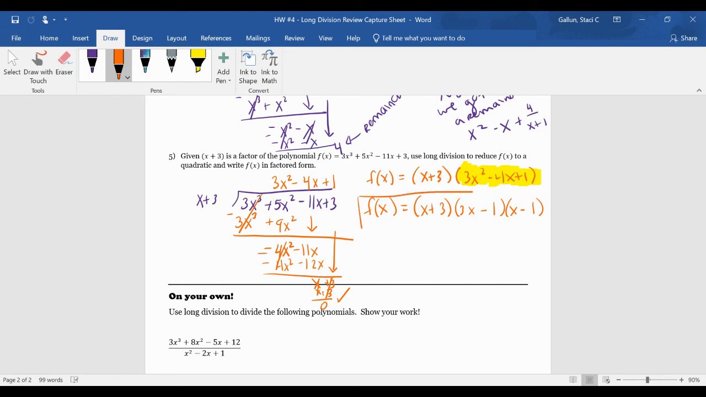So we reduced it to a quadratic, right? When we divided, we pulled out a linear factor right here. That was our linear factor. We are left with a quadratic, a second degree. We then used our knowledge of factoring to factor that further. And now we have f of x in factored form. How cool. Awesome.